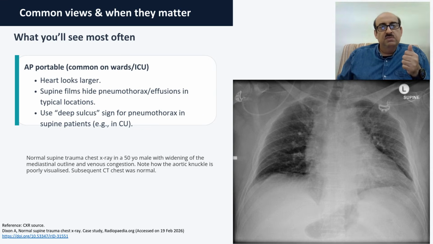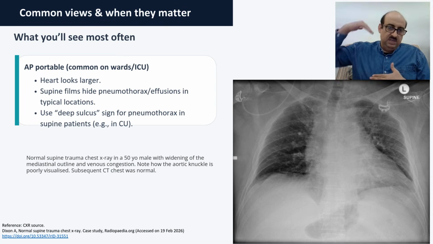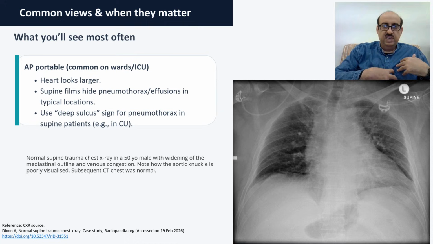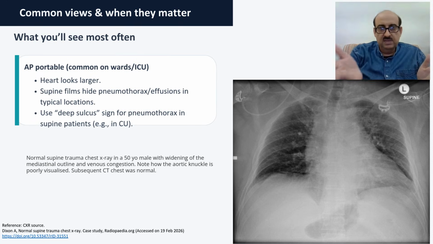AP portable view, as we discussed, is usually considered on patients who cannot go to the departments. And as we have discussed before, because the film is placed at the back, and the X-ray radiations are traveling from the front, the heart looks bigger, as in this case.